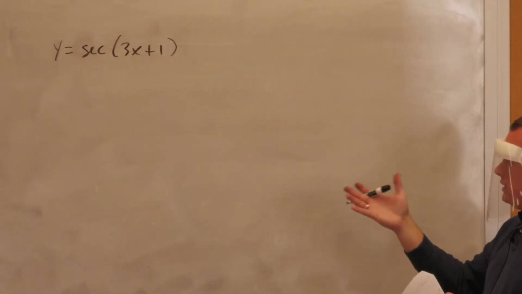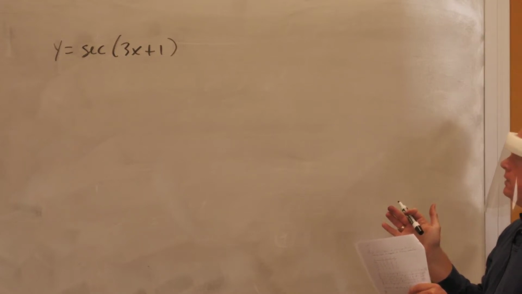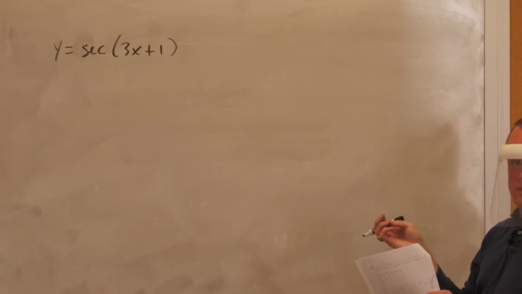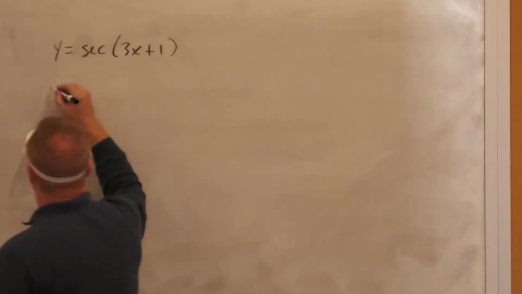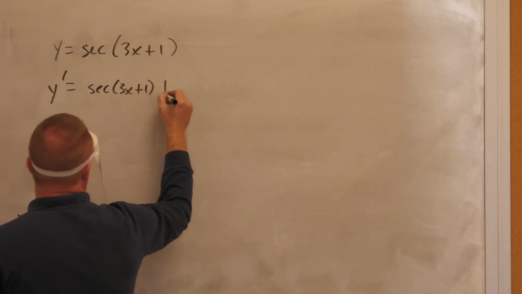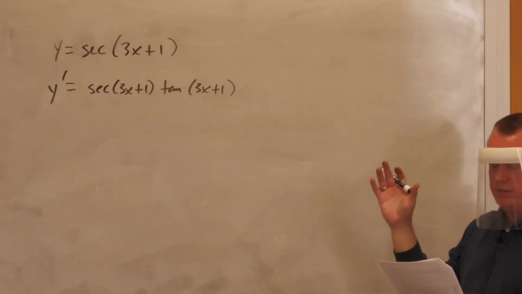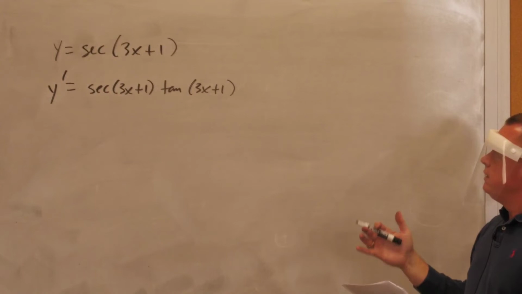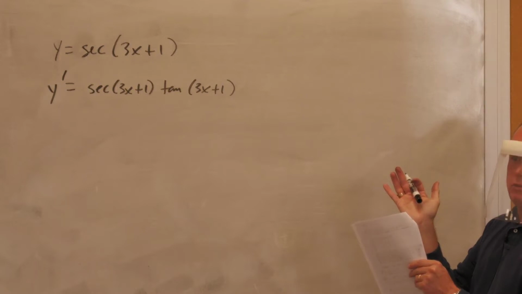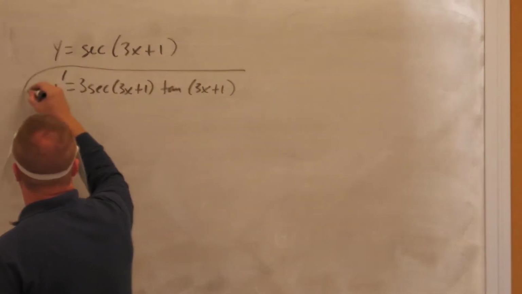All right, so just like the last one, the outside function here is secant. The inside function is 3x plus 1. All right, so what is the derivative of secant? Secant times tangent. All right, so when I do the derivative, I'll need to put secant and then put 3x plus 1, leave the same thing inside, tangent 3x plus 1. Okay? So that is the derivative of the outside function. Multiply times the derivative of the inside function. The inside function is 3x plus 1. Derivative of 3x plus 1 would be what? 3. 3 out in front. There you go.